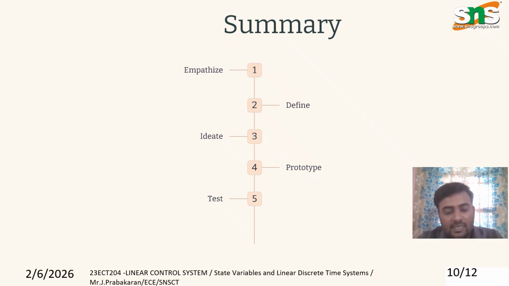Let me discuss the summary of this lecture. State variables describe the complete condition of a system. Discrete time systems use difference equations. State equations predict future states. State space model uses phi, gamma, and C matrix. State space analysis is powerful for modern control systems.